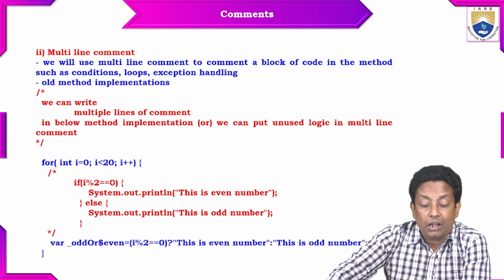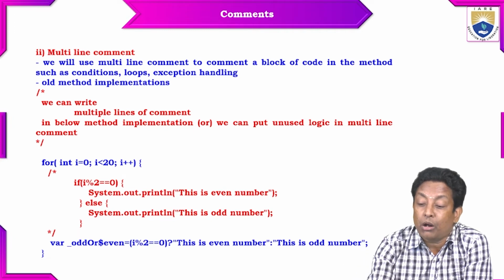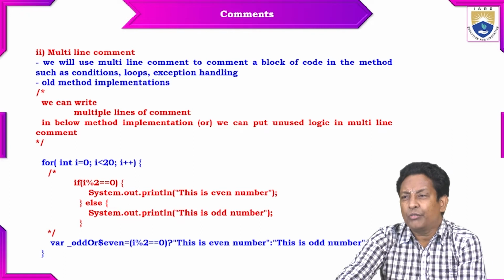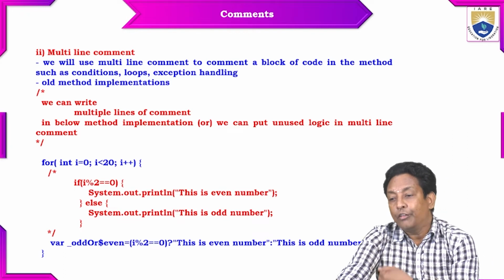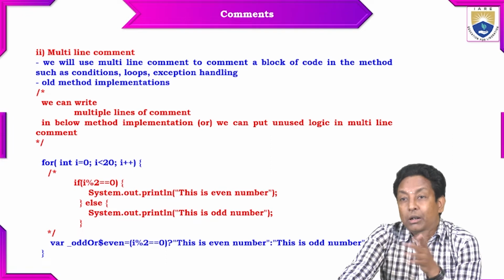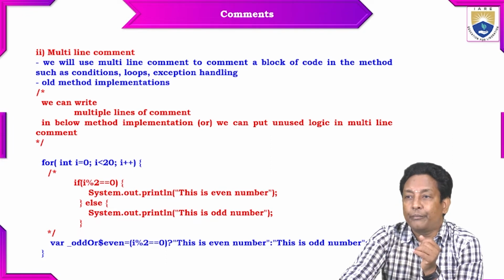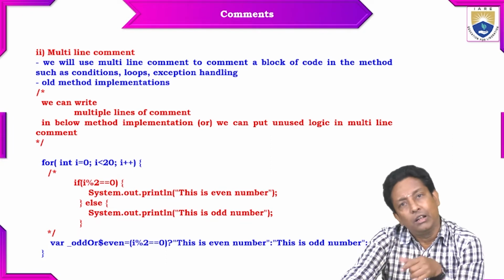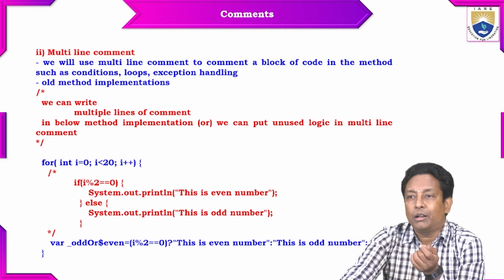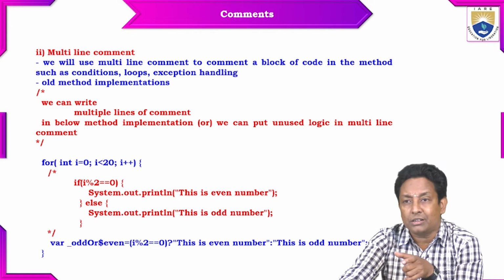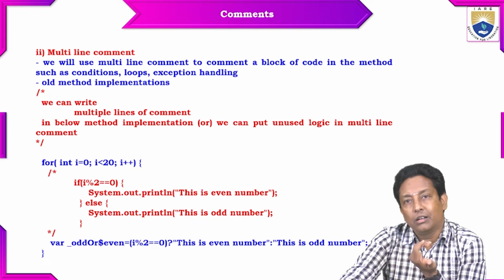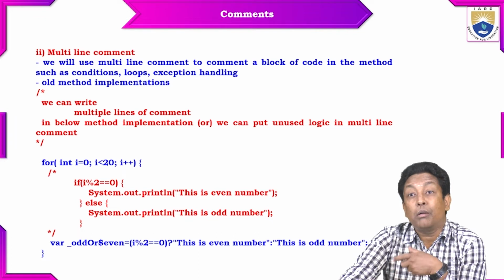Coming to the multi-line comment, we use it to comment a block of code in a method, and not only a block of code, even inside the class. If you want to comment a group of variable declaration statements, we go for a multi-line comment. If we have written a constructor but we don't want it, you can comment the constructor. You can comment a method.